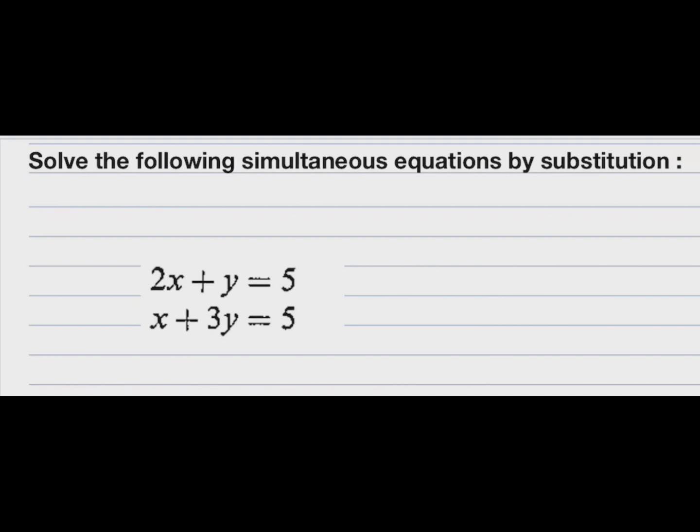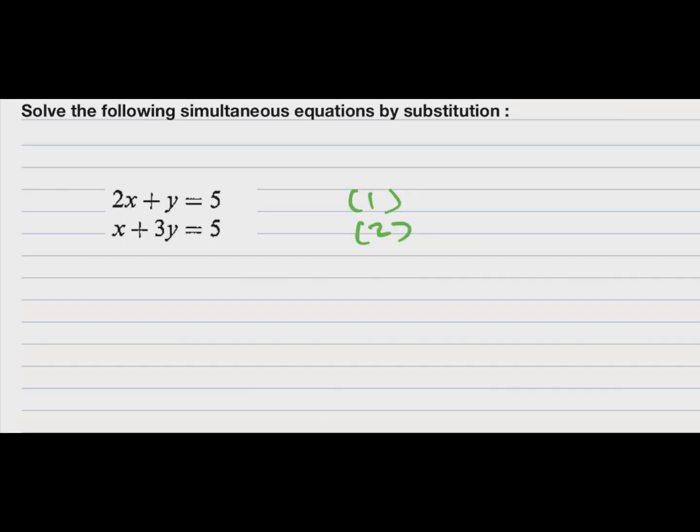So I have equation 1 with x and y, and equation 2 also in x and y. We want to find the x and y values that satisfy both equations. How will we do this? So I have the first example: 2x plus y is equal to 5 and x plus 3y is equal to 5.